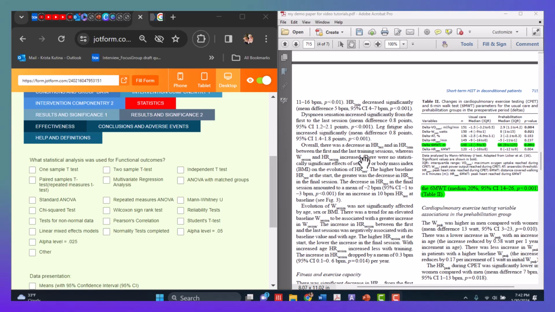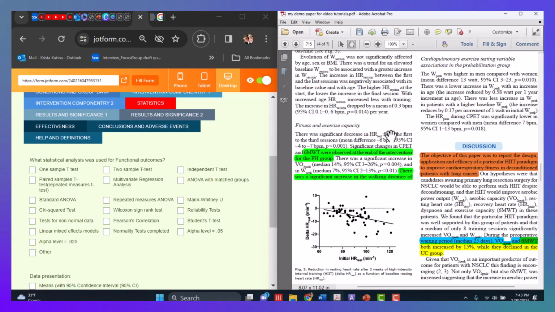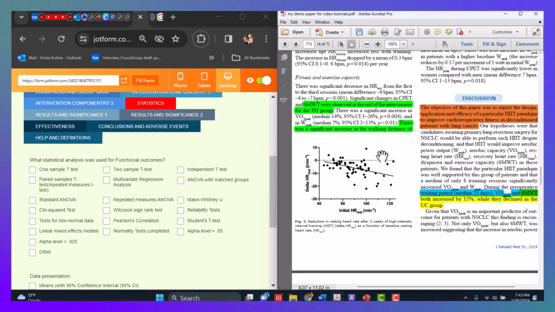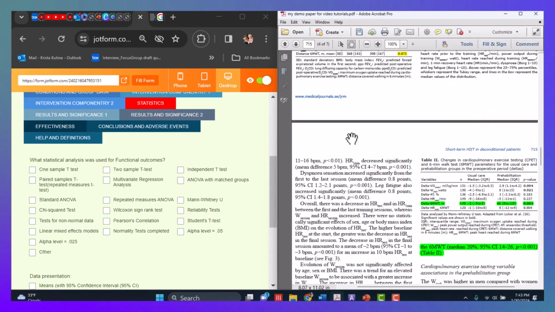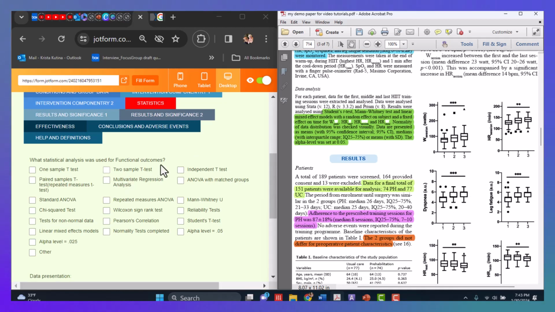In this paper, as we've been going through, there's a lot of other variables that they're measuring, and they look at another outcome measure, but the functional outcome measure here is the 6-minute walk test. So I'm going to look at results and see what they say. Their statistical test is actually here in the data analysis.